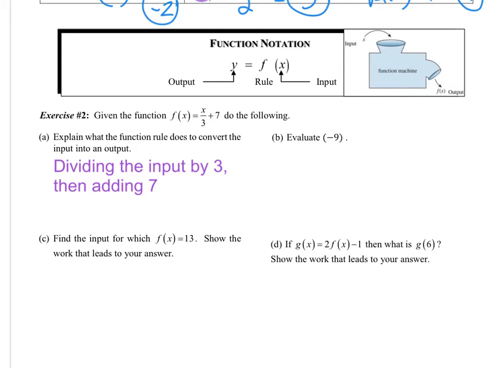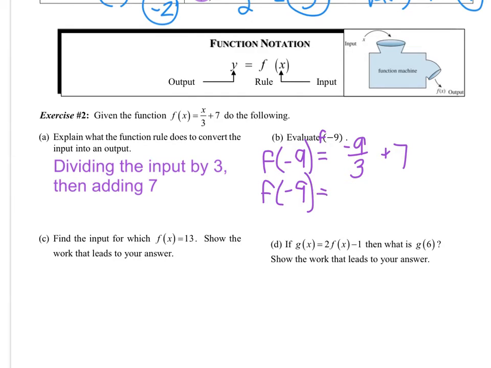Okay, next, part B wants us to evaluate, and that should say f of negative 9. There was a typo there, so let's write in f of negative 9. So f of negative 9 is going to equal negative 9 divided by 3, and then we're going to add 7 to that. This is another way of writing it, like what we did up above.